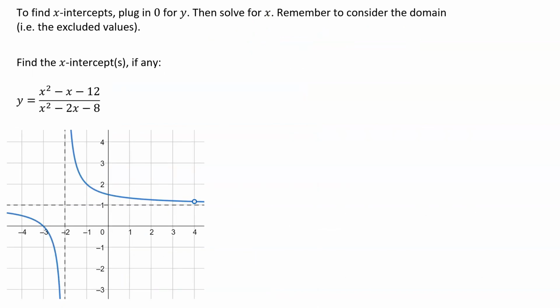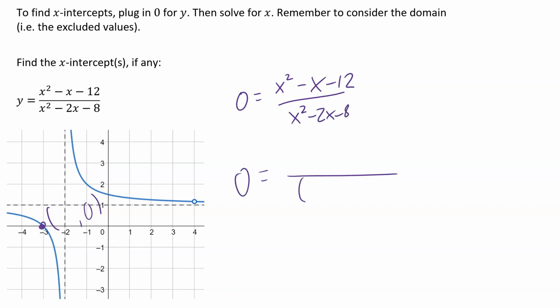X-intercepts, similar deal. What do we know about x-intercepts? They're on the x-axis. What's true on the x-axis? Your y-coordinate is 0. To find x-intercepts, I set y equal to 0, and then I solve. Remember that when we solve, we have to think about what our excluded values are. For this equation, x cannot be 4, and x cannot be -2, because then it'd be divided by 0.